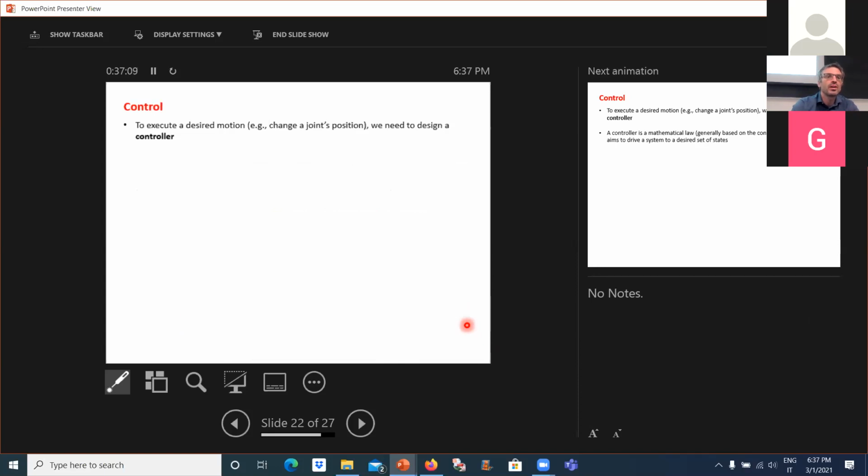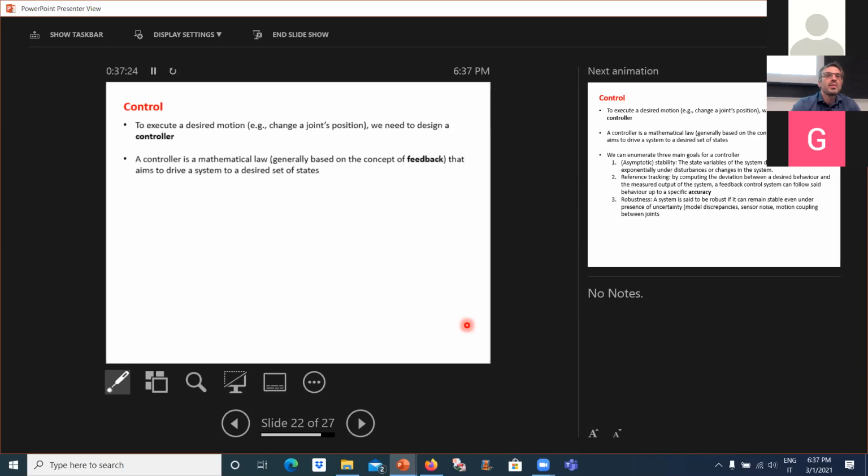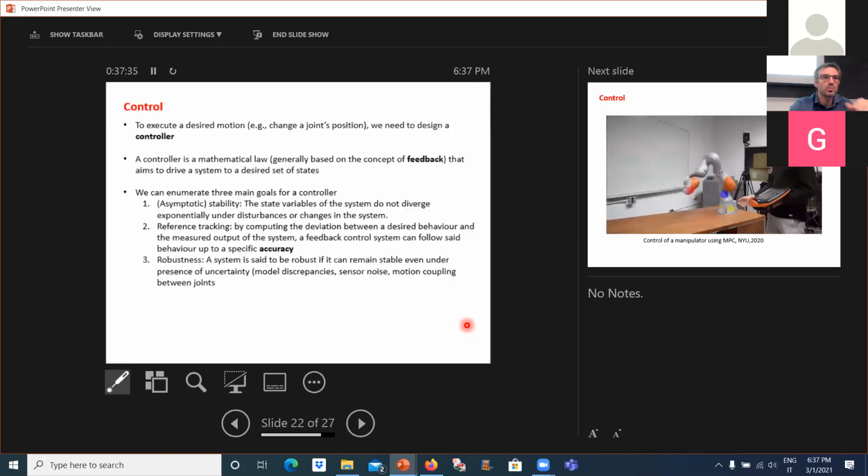Control, instead, is executing a desired motion, changing, for example, joint position, and whatever is able to dictate what to do is the controller. That is in general a mathematical law that, based on the concept of feedback, drives the system to a desired set of states. So I want to move from here to there. I need to tell the actuator what to do. And the main goals of the controller: one is to ensure that the robot is stable, so it doesn't start to shake because of the feedback. Because whenever you introduce feedback, you can have problems of instability.